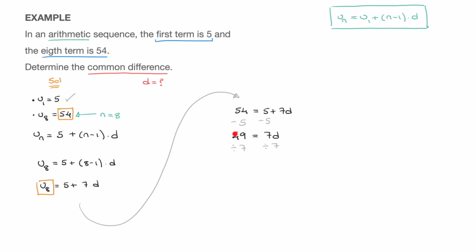So on the left-hand side, we end up with 49 divided by 7. And in fact, I'll write that like this. That's 49 over 7, which must equal the right-hand side, which is now 7d divided by 7, which is just d. And finally, since 49 divided by 7 is equal to 7, this turns into 7 equals d, or better still, d equals 7. And that's the final answer. We've now found this arithmetic sequence's unknown common difference. And there we go. That's it for this tutorial.